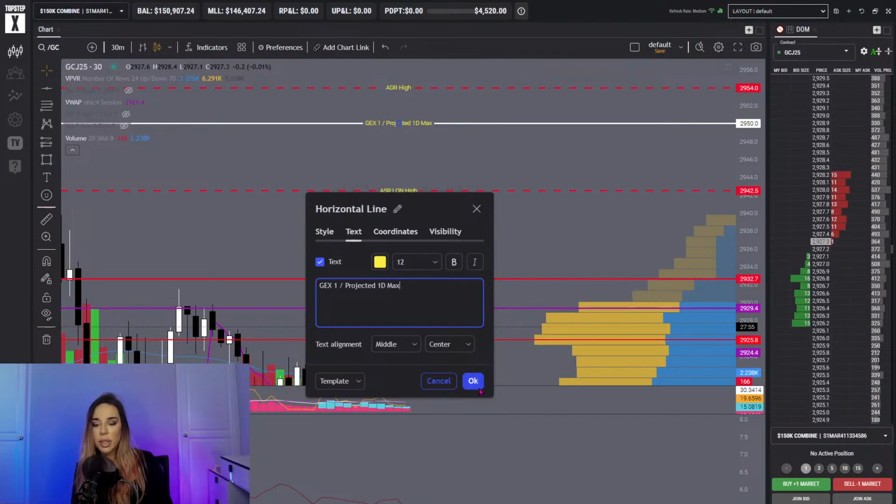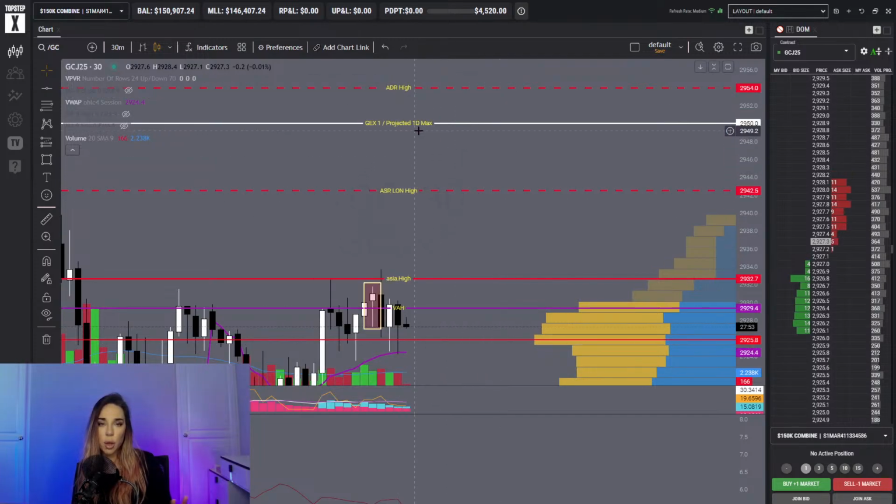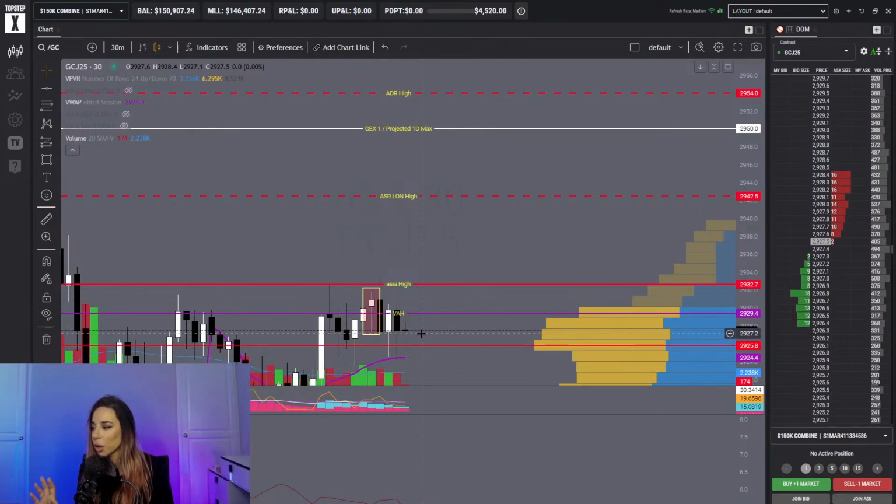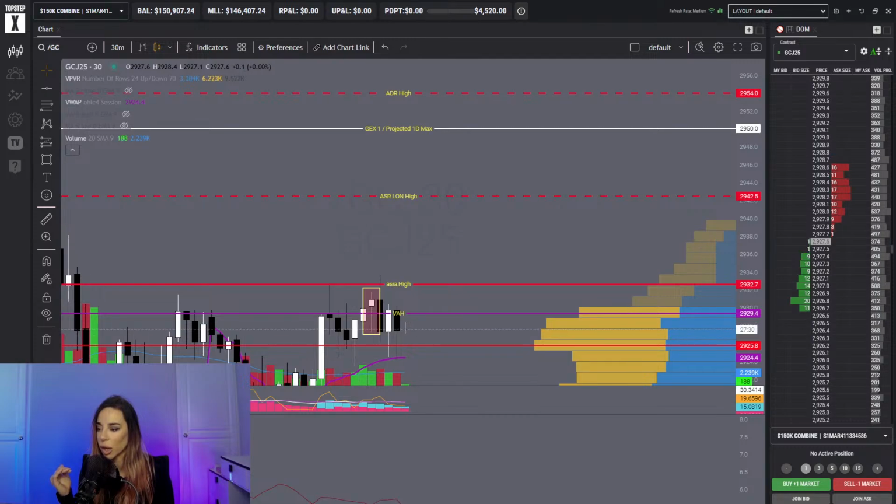The projected one-day max from the options activity carries the same implication as my ADR high. You expect slowdown and eventual reversal. It basically tells you how much space you have up there. Sometimes GEX1 will be on its own and we will have it somewhere nearby. Today we have GEX3, which can also be reactive and has been right above VWAP, which is 29.25.